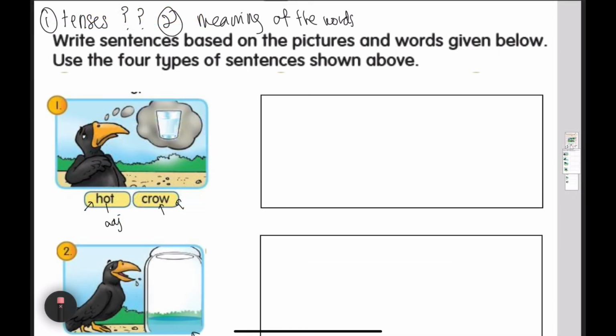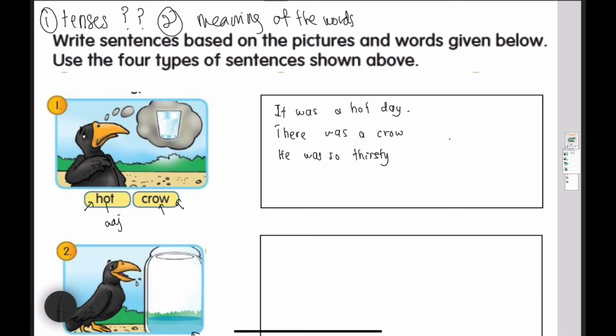When you have this many pictures, you don't have to write many sentences. Sometimes you can write one sentence, or you can combine 2 or 3 sentences. Remember, if you don't feel confident, just prep yourself with your basic skill first, then just write simple sentences. Alright, the picture number 1, the sentences are already given. It was a hot day. There was a crow. He was so thirsty.